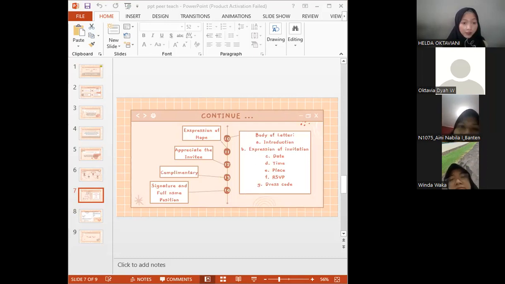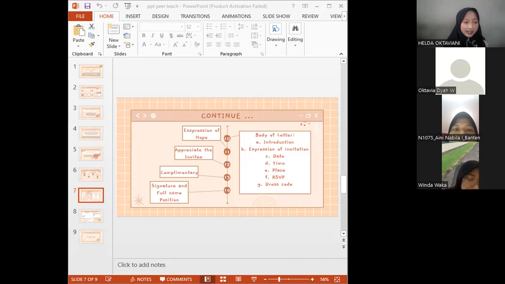After you introduce yourself, express your intention to the invitee by saying, we would like to invite you to attend this event. Next is the date. Here it is different from the date you wrote in the invitation letter before, because this is the date of the event. So mention the date clearly, and after the date, the time when the event will start, and then the place or the venue of the event.